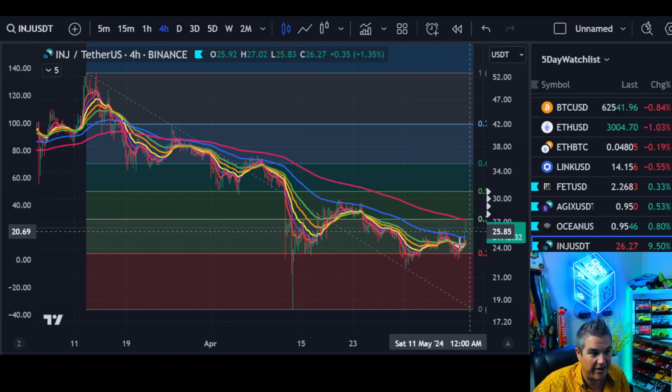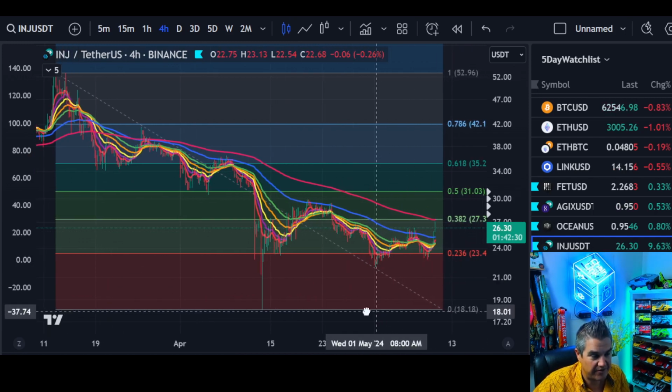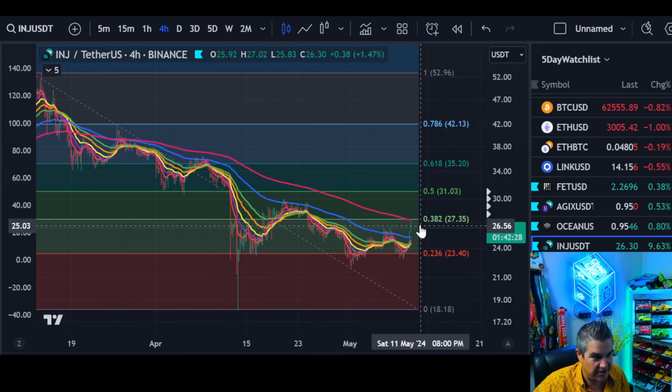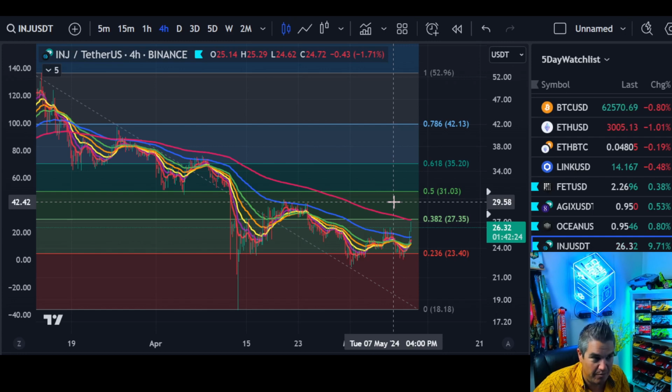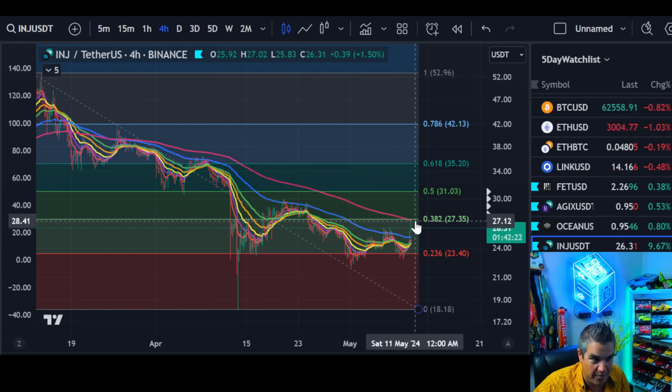We want to be aware of the fib scale. These are just areas of interest. So if they coincide with major moving averages, it could be a bigger area of interest, and we happen to have that right now. The 382 for Injective is just above 27, so about $1 higher from where we are. And you also see the 200 EMA there in the pink. If we can close above that, then the odds would improve for our next level.